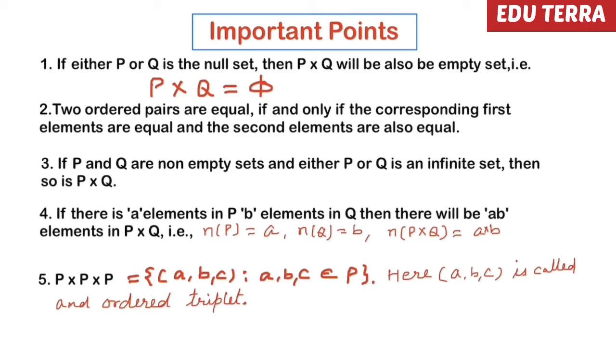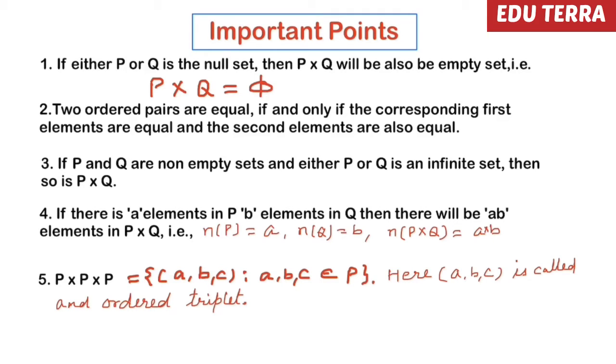Number 4: if there are a elements in P and b elements in Q, then there will be ab, meaning a cross b, elements in P cross Q. That is, n(P) equals a, n(Q) equals b, and n(P cross Q) equals a cross b. Fifth: P cross P cross P equals (a, b, c) such that a, b, c belong to P. Here (a, b, c) is called an ordered triplet.